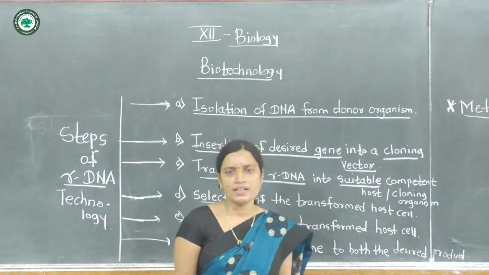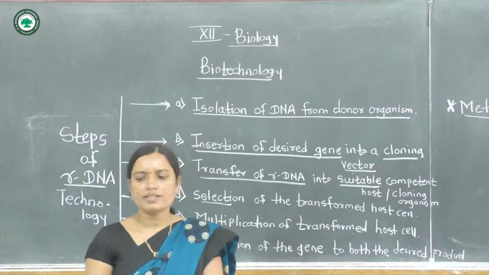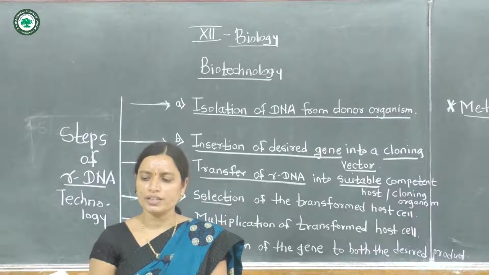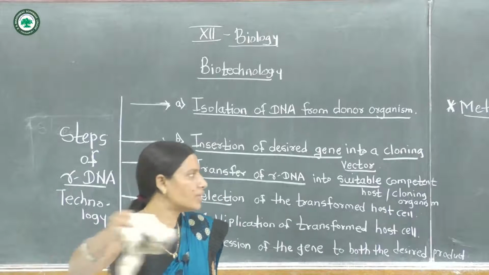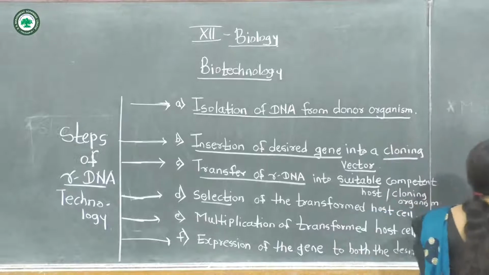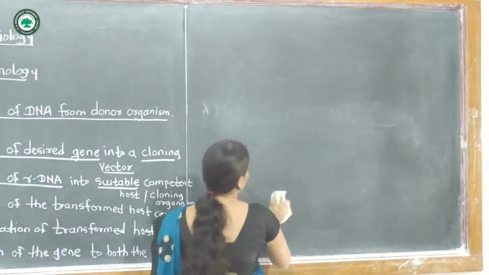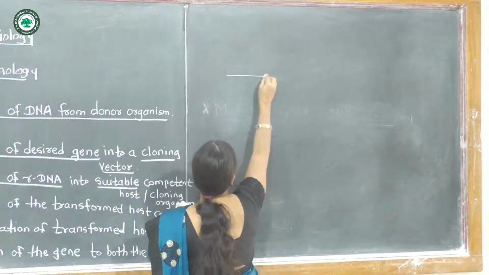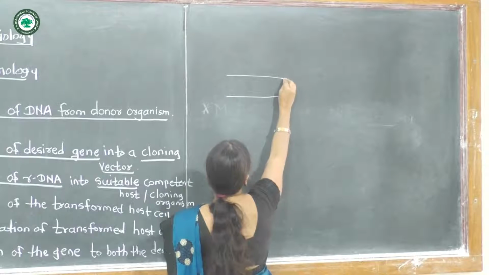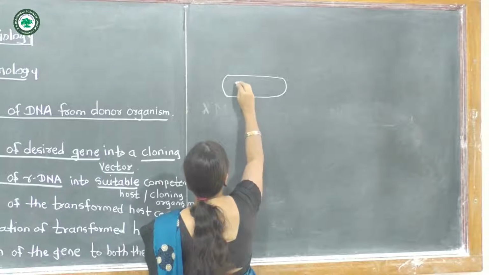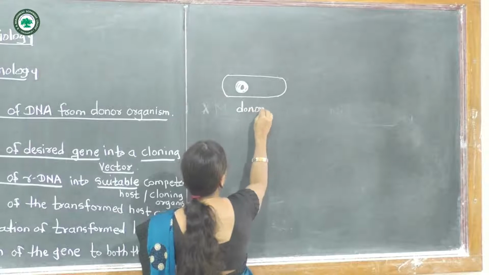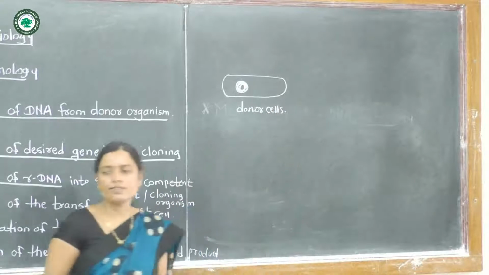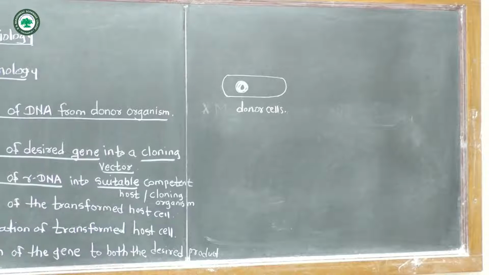These five steps we will study in detail. Now the first point is isolation of the gene or genetic material. This genetic material is isolated from the donor cell. From the specific donor cell, this DNA can be isolated. Donor cells means the cells from which the genetic material or DNA is isolated.